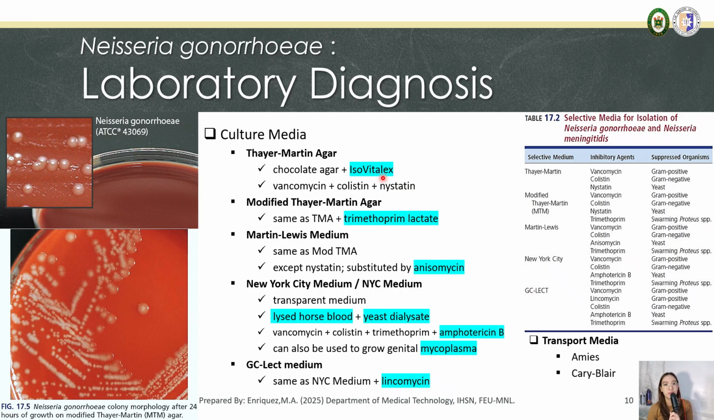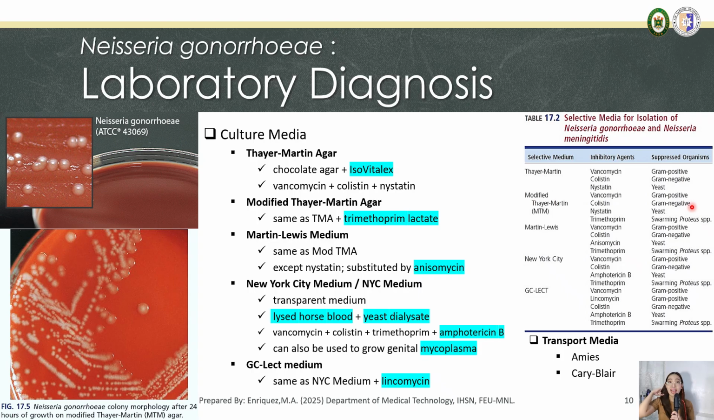Next is the modified Thyre-Martin agar, which contains the exact same components as the Thyre-Martin agar, but with the addition of trimethoprim lactate. So what's the purpose of trimethoprim lactate? It should prevent the swarming of Proteus species. Okay, so Proteus species has been very well known to produce swarming colonies.